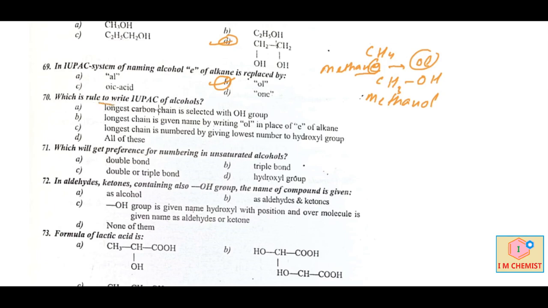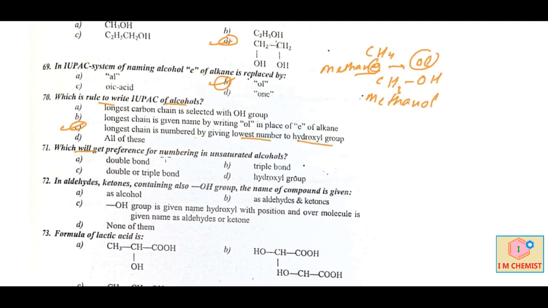Which is the rule to write the IUPAC name of alcohol? Longest chain is selected with hydroxyl group. Longest chain is given name writing OL in place of E of alkane. Longest chain is numbered by giving lowest number to hydroxyl group. So yes, option number C is correct. While writing the name of alcohols in the IUPAC system, you have to select the longest chain, but in that chain the hydroxyl group must be attached and you have to give the lowest number to that particular hydroxyl group.